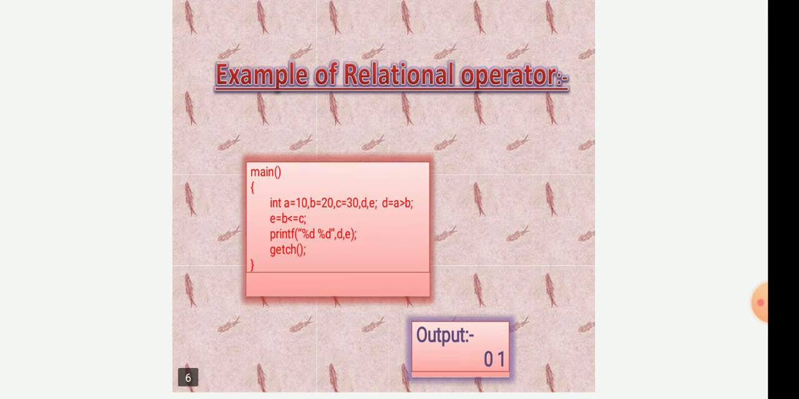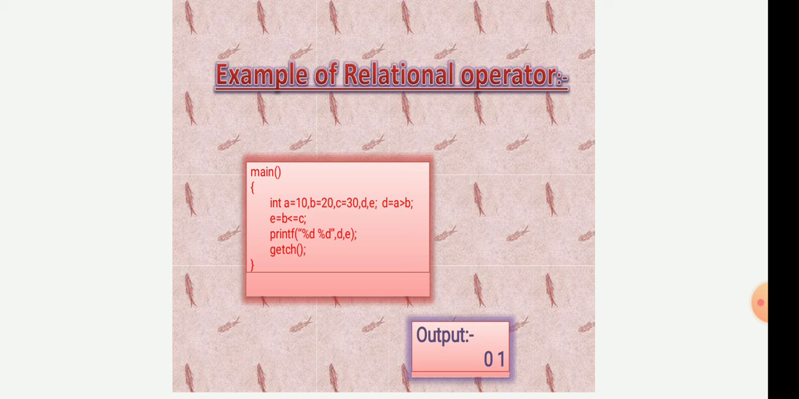So here we have an example of relational operators. Dear students, in the case of a relational operator, if the value is true, it returns 1. If the value is false, it returns 0. So here you can see we have variable a which contains the value 10, b which contains value 20 and variable c which contains value 30.